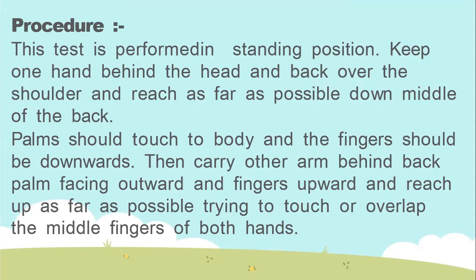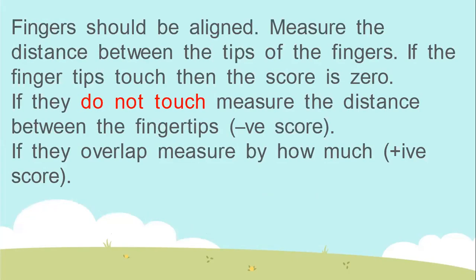Keep one hand behind the head and back over the shoulder and reach as far as possible down the middle of the back. Palm should touch the body and the fingers should be downwards. Then carry the other arm behind the back, palm facing outwards and fingers upwards, and reach up as far as possible, trying to touch or overlap the middle fingers of both hands. Okay. So fingers should be aligned. Measure the distance between the tips of the fingers.